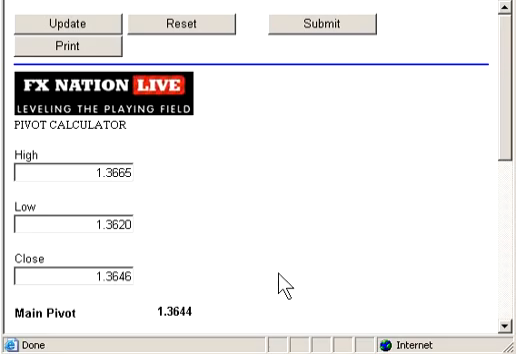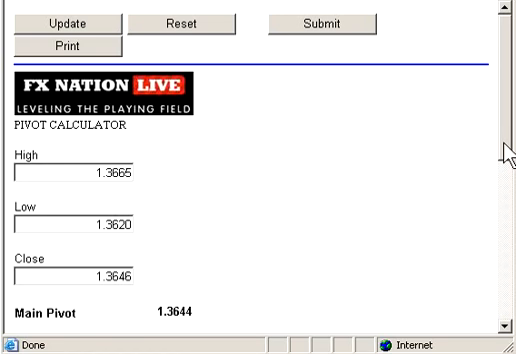Once you have those price levels, you can either calculate the pivot point by hand, or you could throw it into a pivot calculator, and there's calculators all over the internet. We actually have one that you can access for free at FX Nation Live. And it will actually not only determine the main pivot, but also additional support and resistance levels that are helpful in your trading.